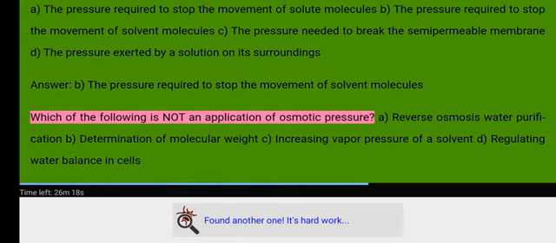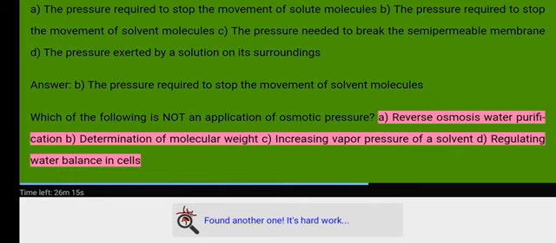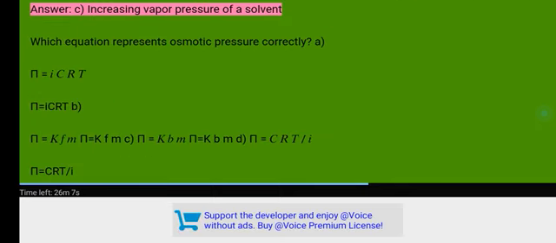Which of the following is not an application of osmotic pressure? A. Reverse osmosis water purification. B. Determination of molecular weight. C. Increasing vapor pressure of a solvent. D. Regulating water balance in cells. Answer: C. Increasing vapor pressure of a solvent.